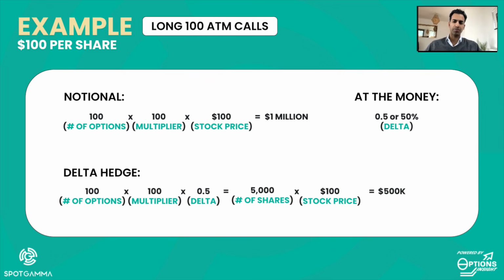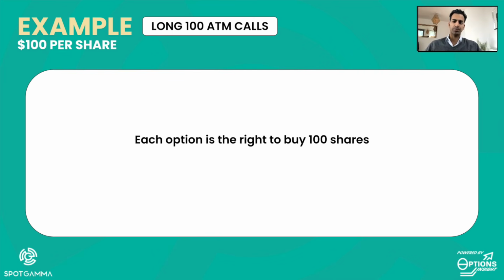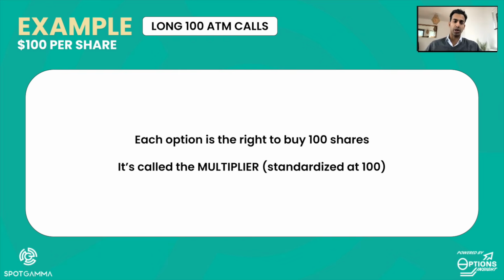For example, if a trader is long 100 at-the-money call options on a stock that trades at $100 per share. Remember, each option is the right to buy 100 shares. That is what we call the multiplier, 100. And that is what you get for all listed options in the US. It's standardized so that the multiplier is 100.